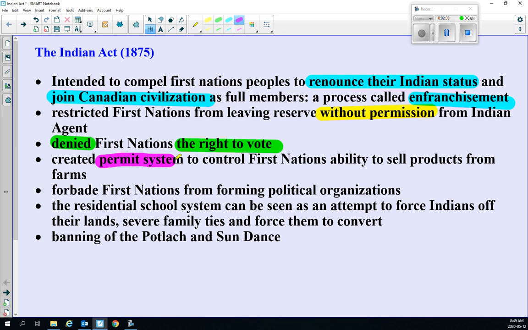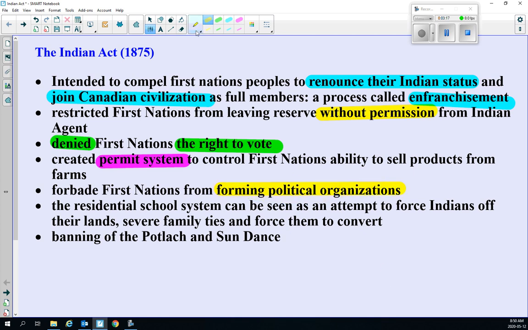The permit system was established. What this meant, I got this from an article I'd read a few years back. I was surprised in that the government encouraged First Nations peoples to move to these reservations, gather in them, and farm and make a living that way. But before they could sell their products, they needed basically permission from the Indian agent to sell the produce that they grew on the farm and that rightfully belonged to them and was theirs to do with whatever they pleased. First Nations peoples were also banned from forming political organizations, another clear illiberal measure in Canada's past.